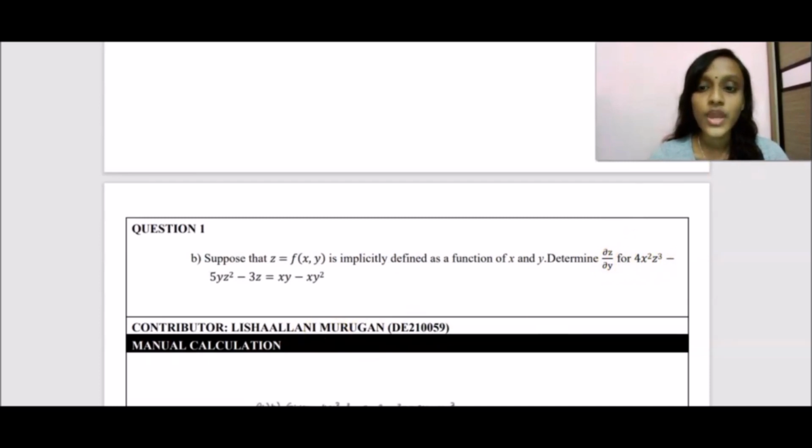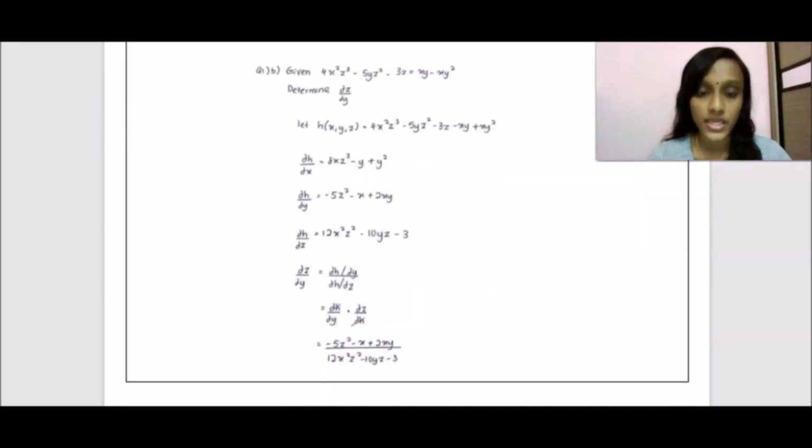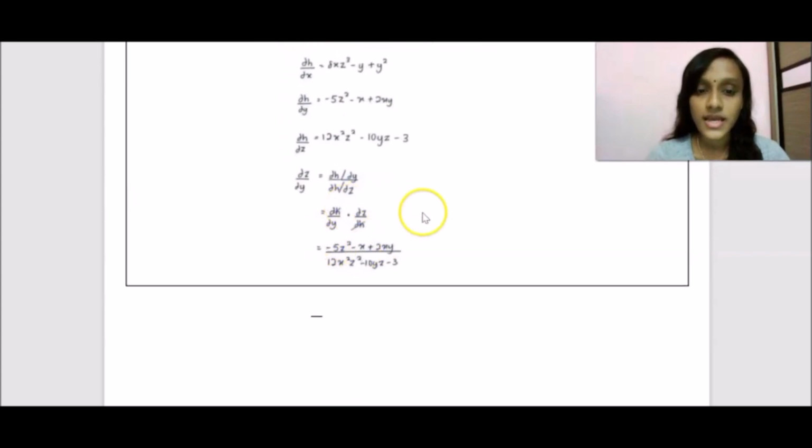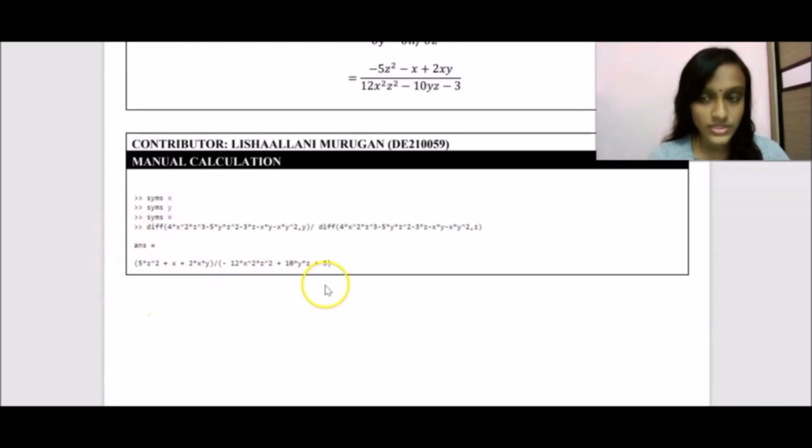For question B, we have to determine dz over dy from the equation given. So here we have to move all the terms to one side and let it be a new unknown, where I let the equation be h. I get this answer from my manual calculation and I got the same answer from my MATLAB simulation as well.